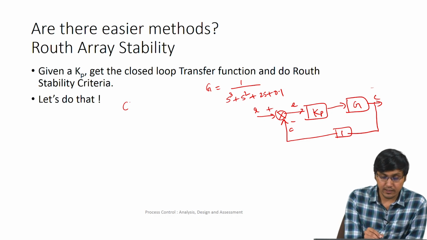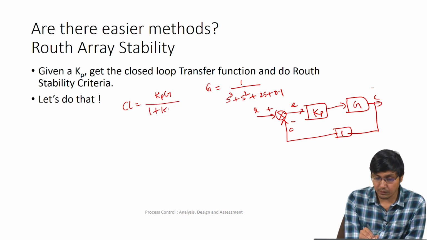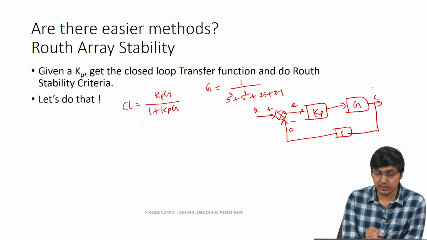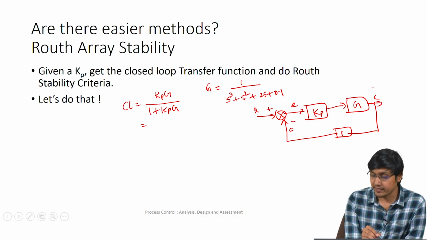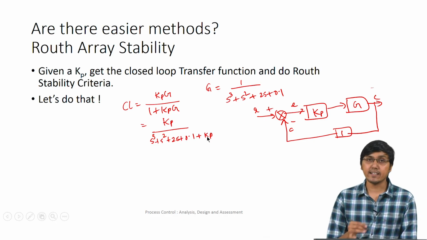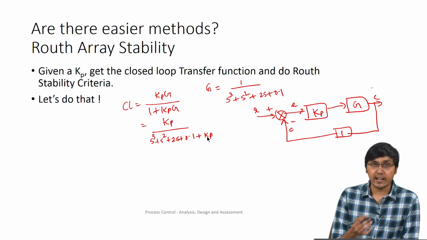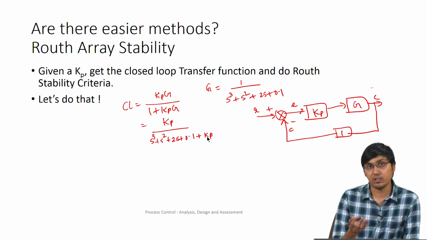Let us say the closed loop CL equals Kp into G by 1 plus Kp into G. So, this is what the closed loop transfer function is. Now if we find the value, the closed loop transfer function turns out to be Kp by S cube plus S square plus 2s plus 0.1 plus Kp. Now let us take this Kp to be some value. The question asked here is, given a Kp, without resolving into partial fractions, can I find whether the system is stable or not?